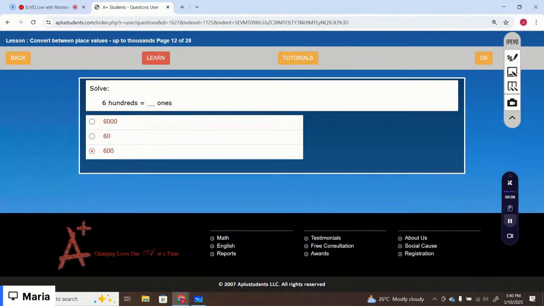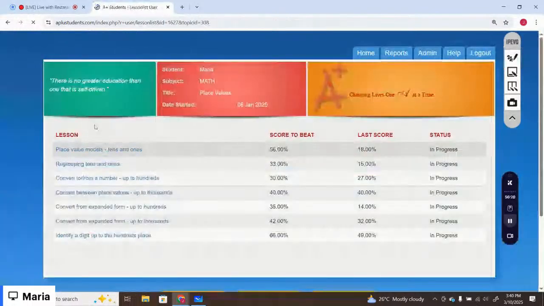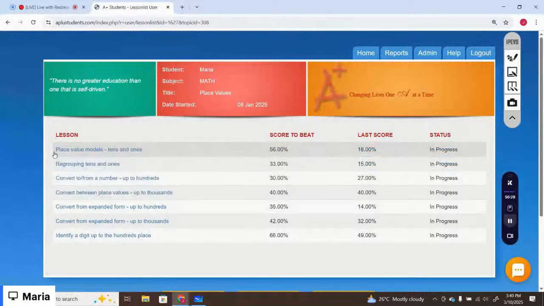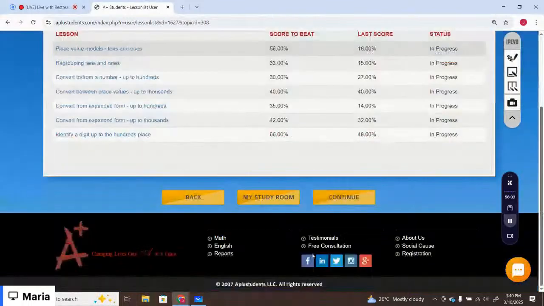So we were working on grade 2 math. The chapter we were working on is place values. The lessons we have covered today are place value models, tens and ones, regrouping tens and ones, convert to and from a number up to hundreds, and convert between place values up to thousands.